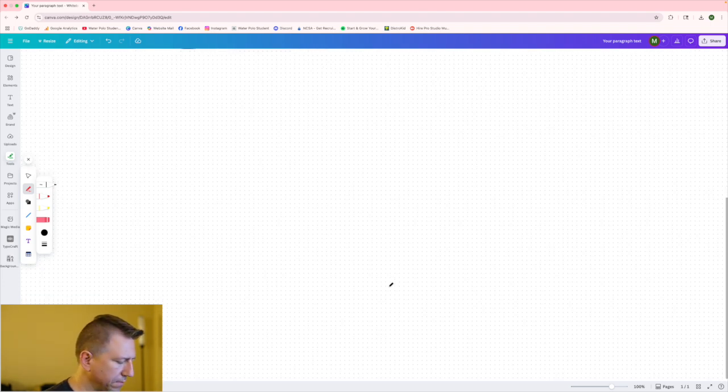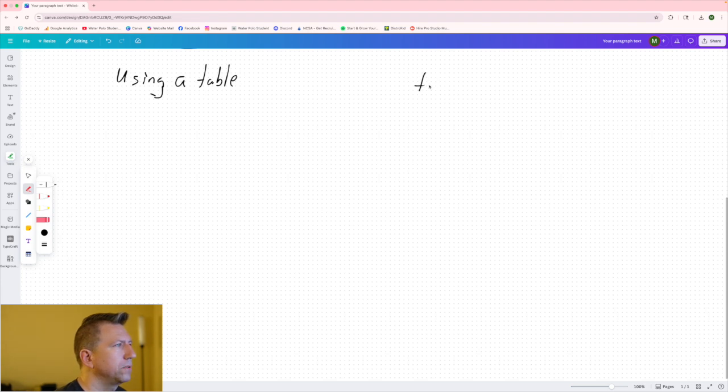So let's look at our second method, and that's using a table. We're going to make a table of powers of 8.